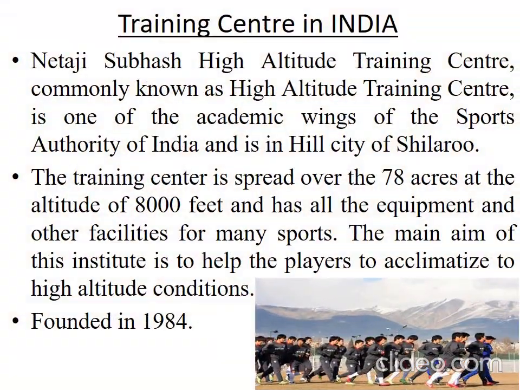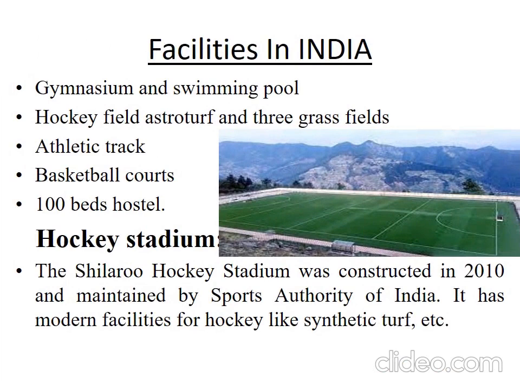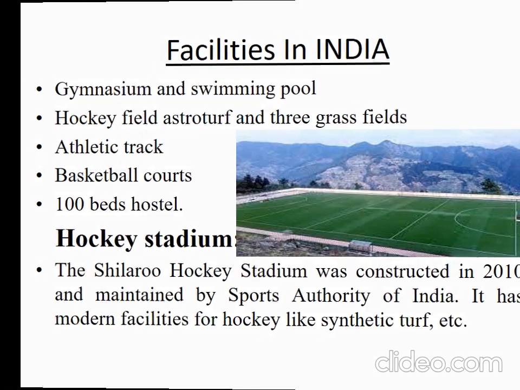The next one is the Subhas High Altitude Center. The facilities are a gymnasium and swimming pool, hockey field, AstroTurf and three grass fields, athletic track, basketball courts, and a 100-bed hostel is also available in the center. And there is a hockey stadium. The Shillara Hockey Stadium was constructed in 2010 and is maintained by the Sports Authority of India. It has modern facilities for hockey like synthetic turf, etc.